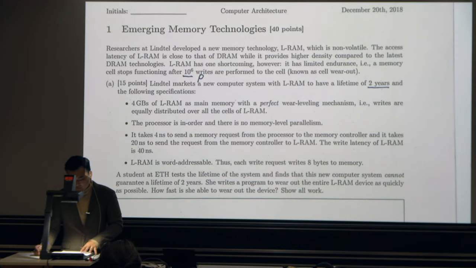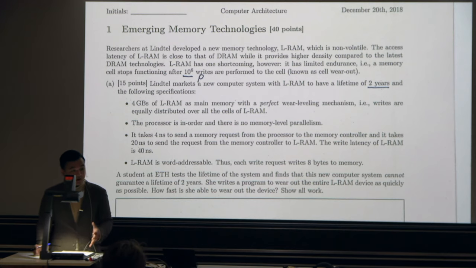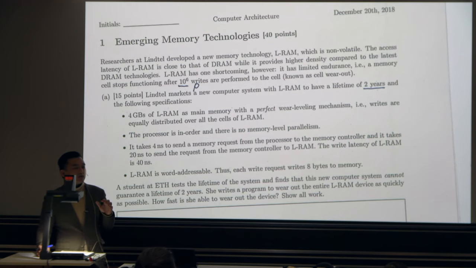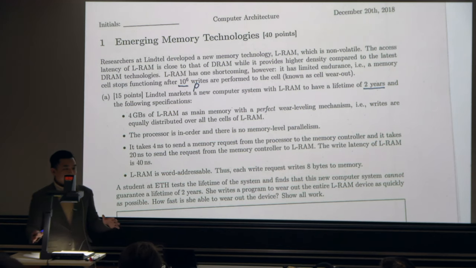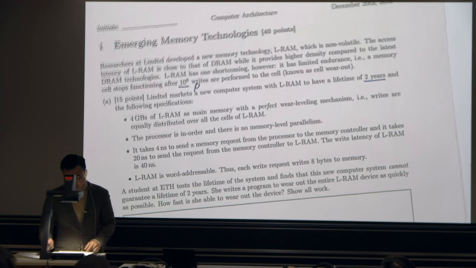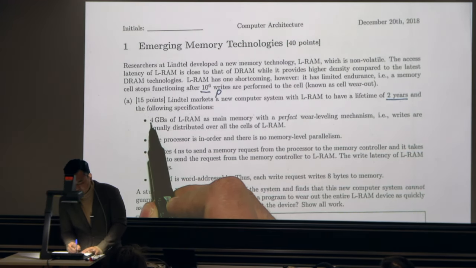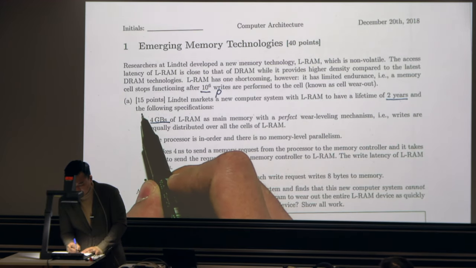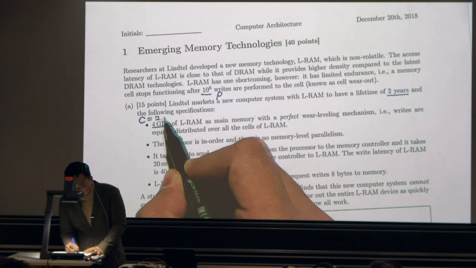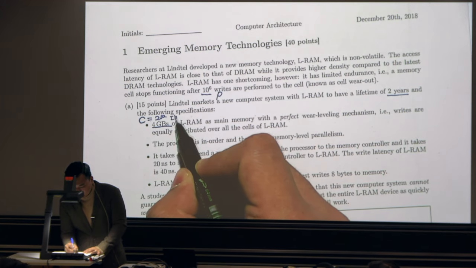4 gigabytes of LM as main memory with a perfect reliability mechanism. Somehow they can provide perfect reliability. It means that even if we try to write data to a very specific location, the memory device somehow evenly distributes the requests to the underlying cells. This assumption allows us to forget about the access pattern of programs. This value is also important. This is capacity, let me call it C. C is 4 gigabytes. It means 2 to the 32 bytes.